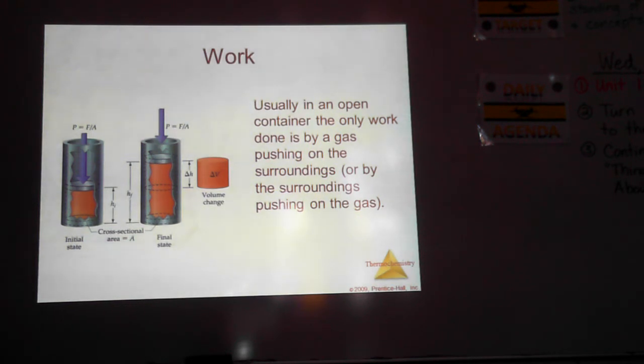Usually in an open container, the only work that is done is by the gas that is pushing on the surroundings. So you know that due to pressure, gas is going to be pushing on the walls of the container. Or another example, if you have a piston involved, then you could also have the surroundings pushing on the gas, as you would in this picture you see here adjust the position of that piston.